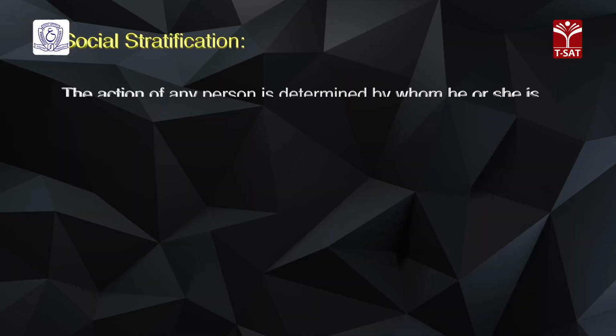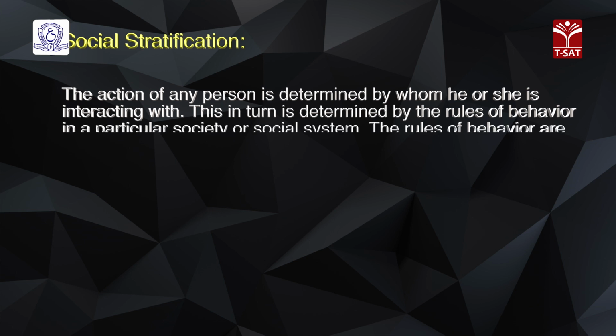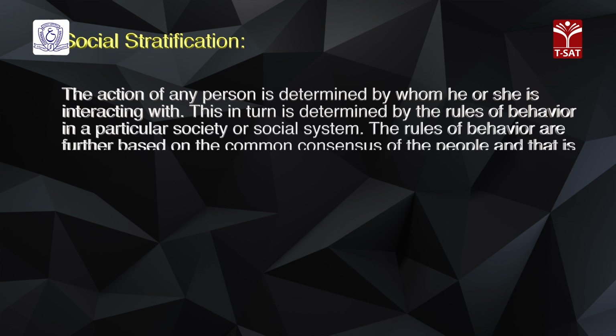Moreover, differences in the strata are justified by the value system. Social stratification, therefore, we can assume that the action of any person is determined by whom he or she is interacting with, and this in turn is determined by the rules of behaviors in a particular society or social system. The rules of behavior are further based on the common consensus of the people, and that is why they are taken as correct. This common consensus is what Parsons calls the values.